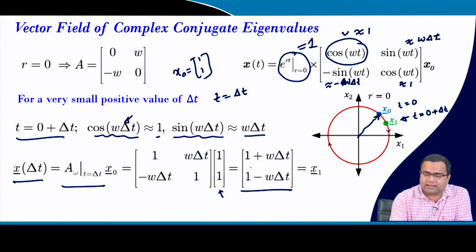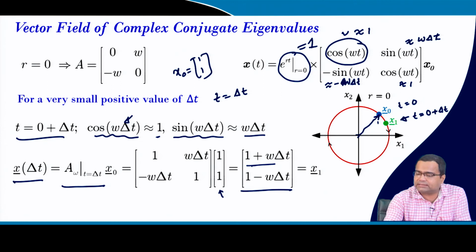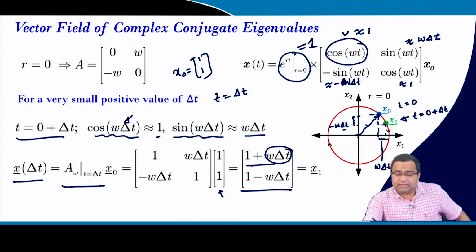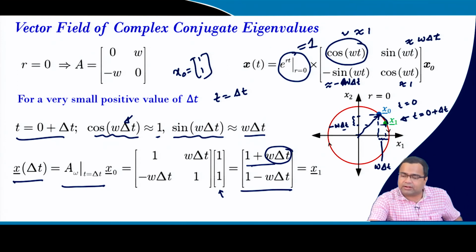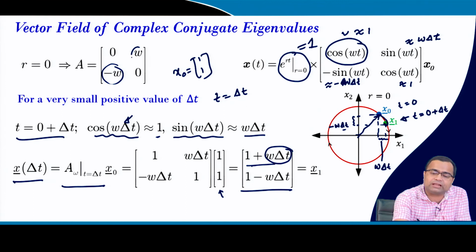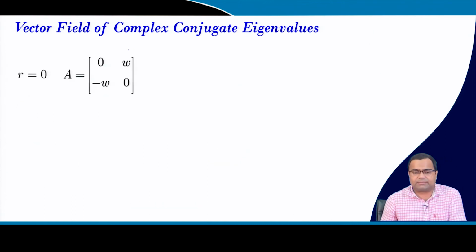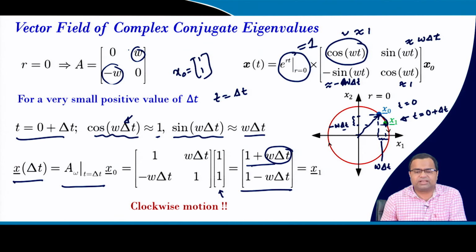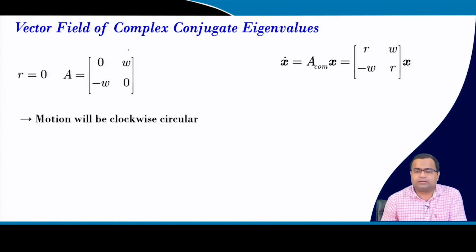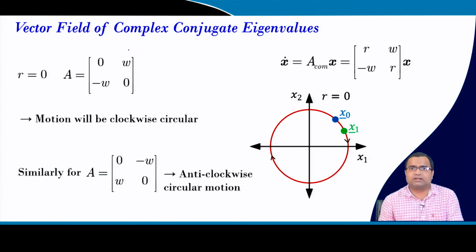That means, if you look along the x axis, this quantity is positive, it is nothing but omega delta t, and along the y axis, this quantity is nothing but minus omega delta t, negative. That indicates that this is rotating in the clockwise direction. If you take the second case, where you change the rotation angle, the clockwise circular motion is what we have discussed.